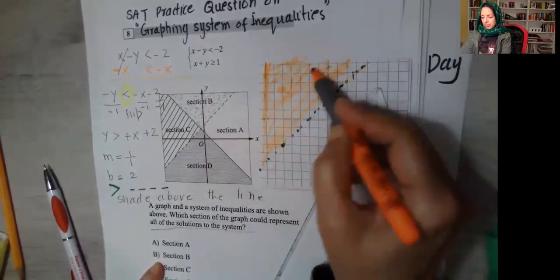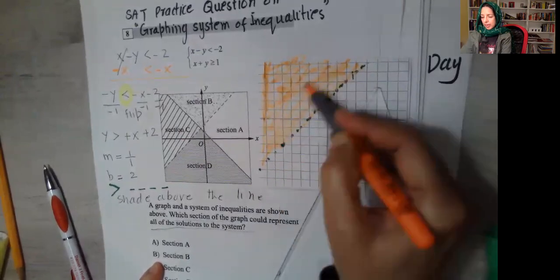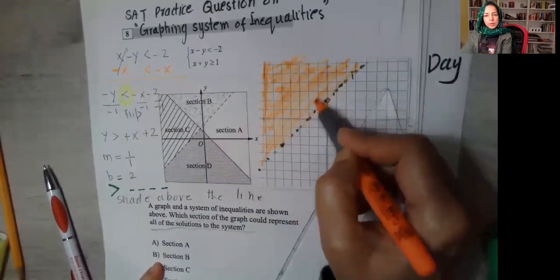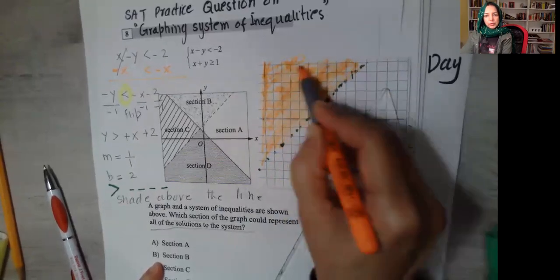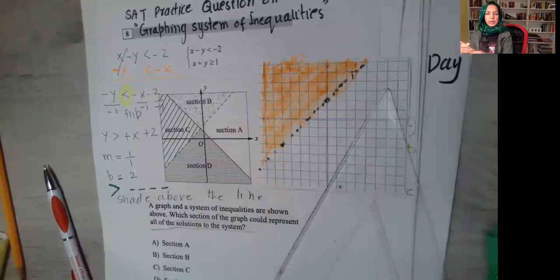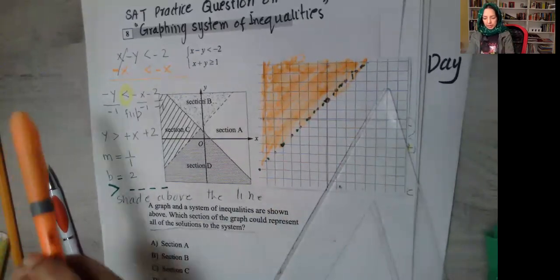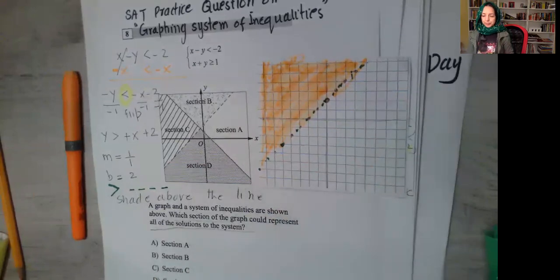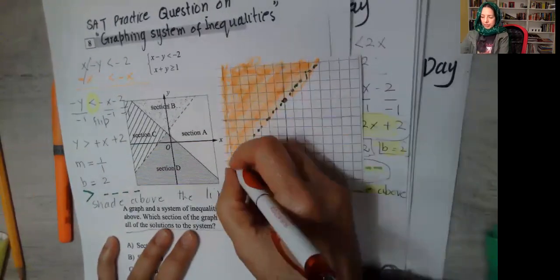If you have a colored pencil, it would make things a little bit clearer if you color them in two shades. That way you will see your solution area very clearly for overlapping shading. Now we have a graph of one of the inequalities.